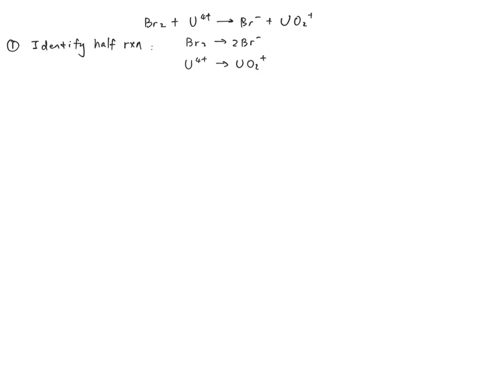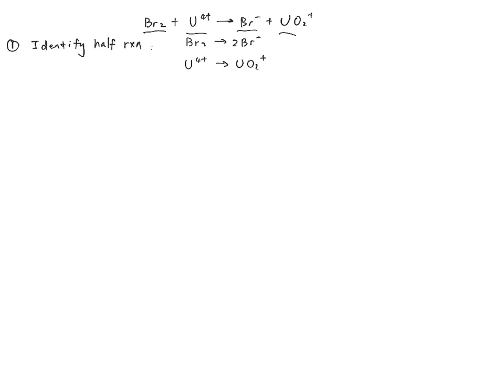The first step is identifying half reactions. This step should be very simple and straightforward, just looking at what turns into what. Your bromine is turning into bromide, your uranium is turning into UO2 plus.